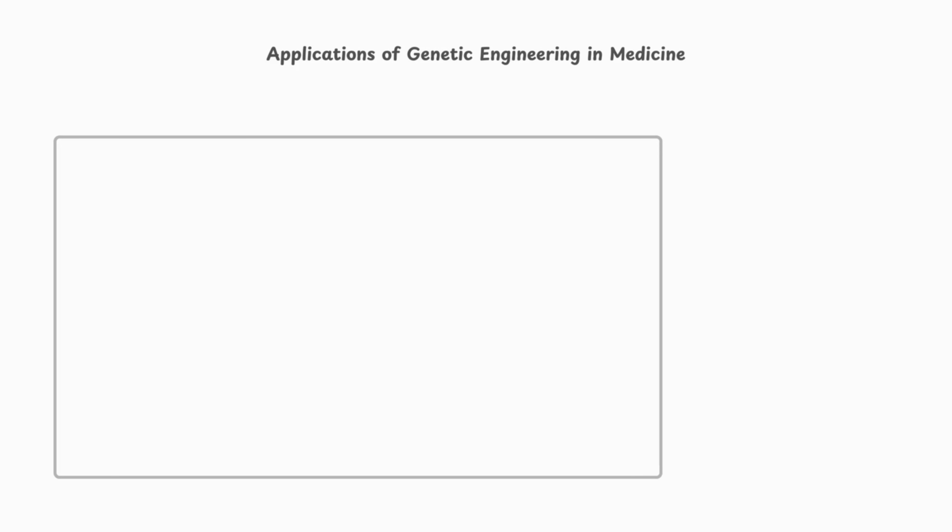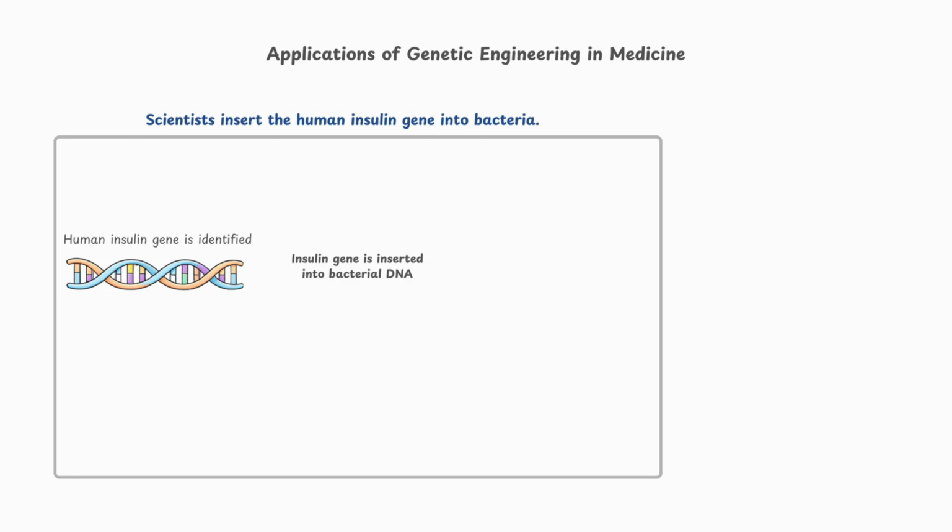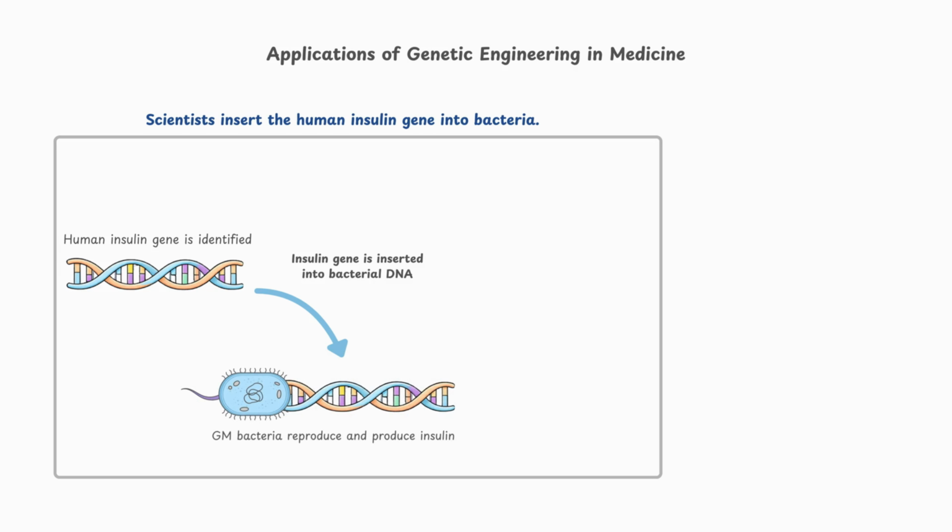Let's now explore one of the most important medical applications of genetic engineering, which is insulin production. In this process, scientists first identify the human insulin gene from human DNA. This gene contains the instructions for producing insulin. Next, the insulin gene is inserted into bacterial DNA.